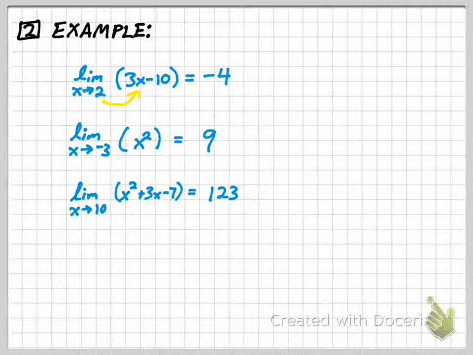So a better way to think about this is to think about numbers like 1.9 and 1.99 and something that's really close to 2. So when you do that, you get 3 times a number really close to 2, which gives you something really close to 6. And when you have something really close to 6 and you subtract 10, you get something really close to -4. So that may seem like a roundabout way of thinking about things, but that actually is a really important way to think about and consider limits.